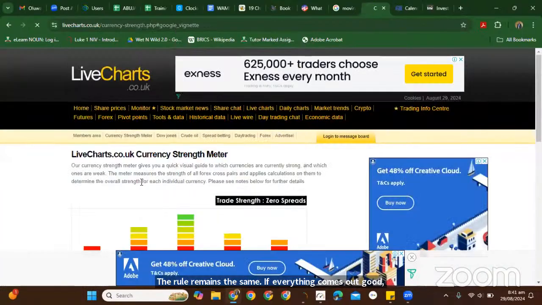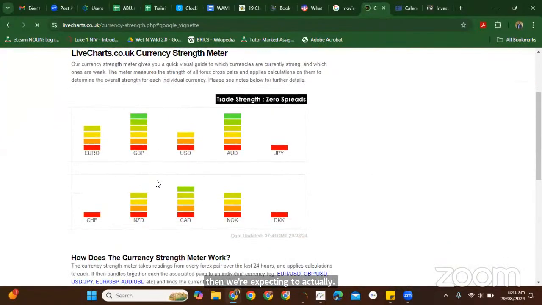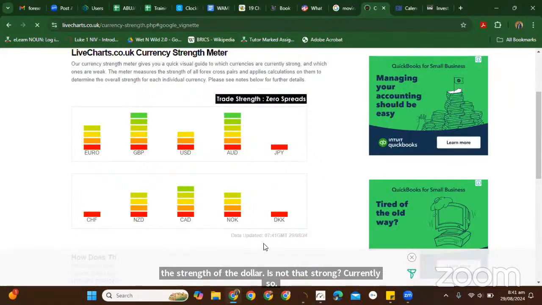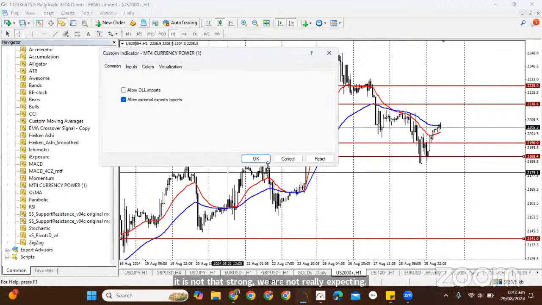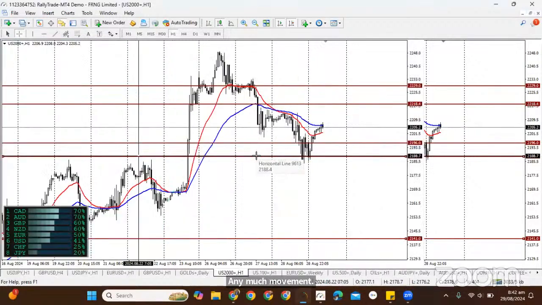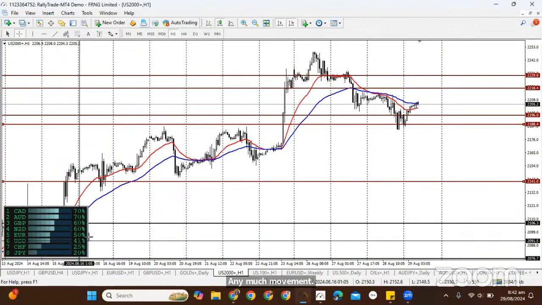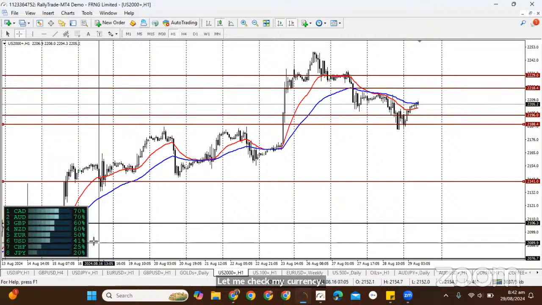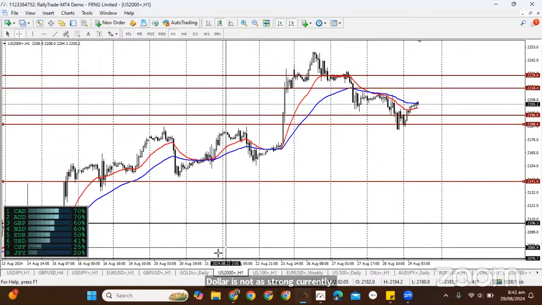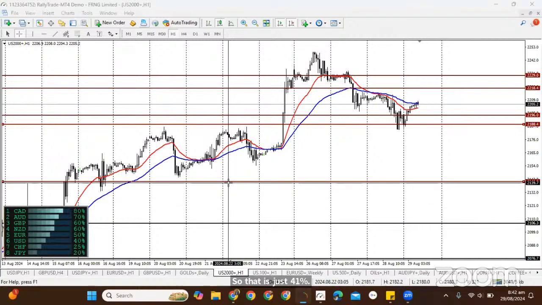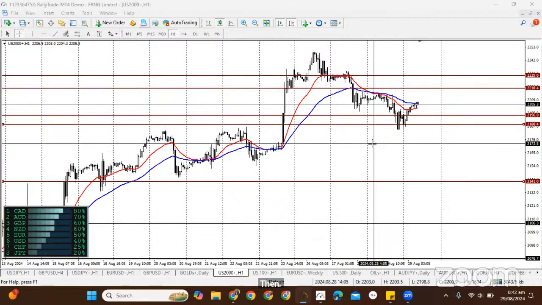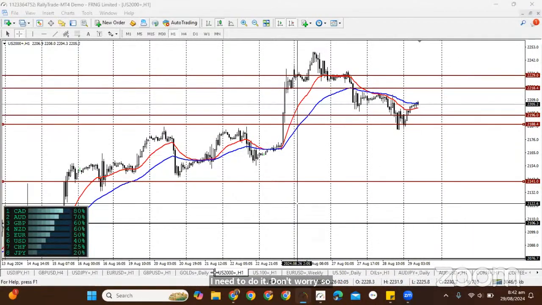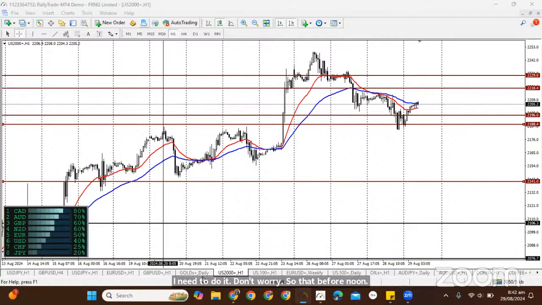So currently, what's the strength of the dollar? It's not that strong currently. So since it is not that strong, we are not really expecting much movement. Let me check my currency strength. So you can see dollar is not that strong currently. Dollar is just 41%. So if there's anything I'm going to be doing, then I need to do it this morning so that before noon, price would have done something reasonable for me.